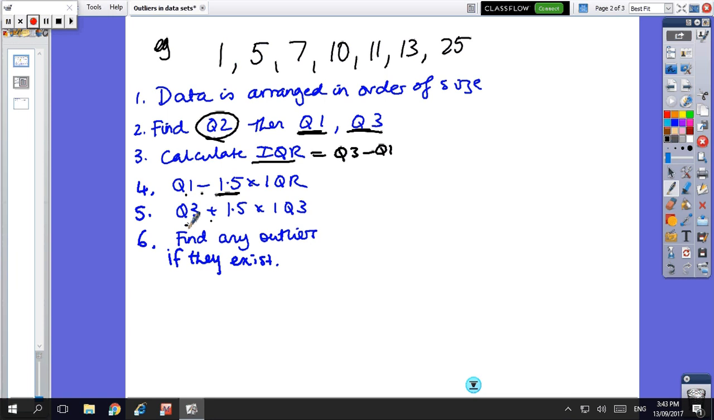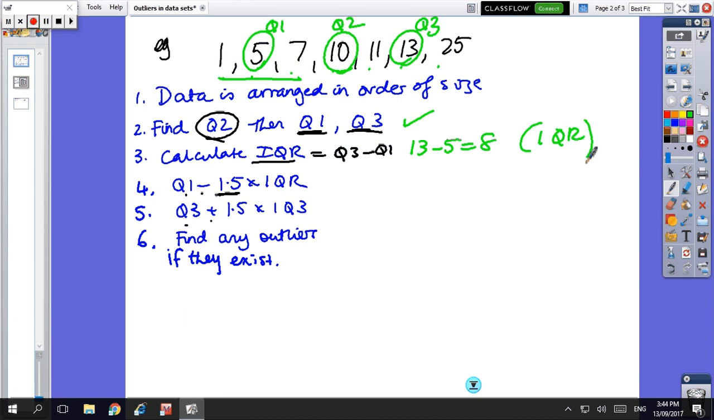Okay, so here's what we do. First of all, we've got 1, 2, 3, 4, 5, 6, 7. So that's going to be Q2, the middle score. Then we look backwards, and that's Q1, and we look forward, and that's Q3. We calculate the IQR, so 13 minus 5 equals 8. Now we're going to do 1.5 times 8, which on your calculator is 12.